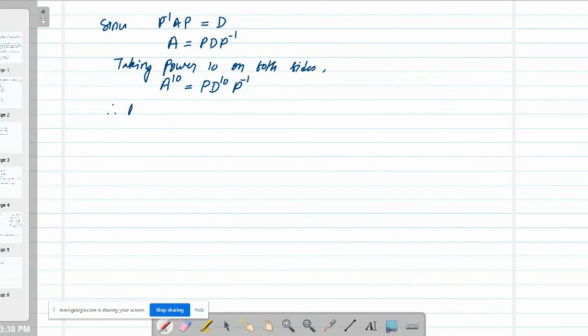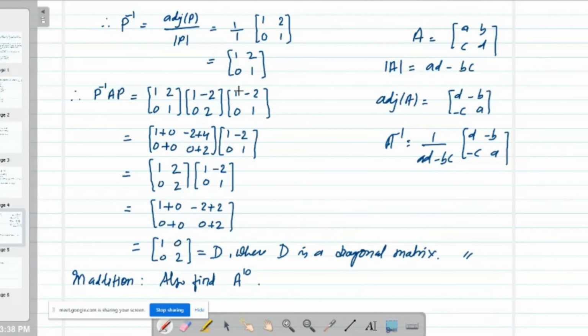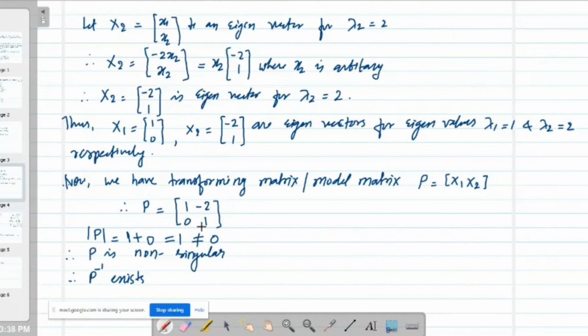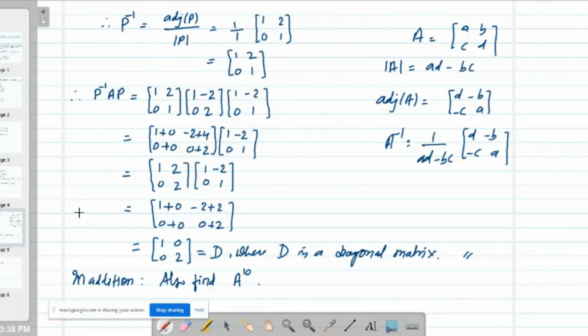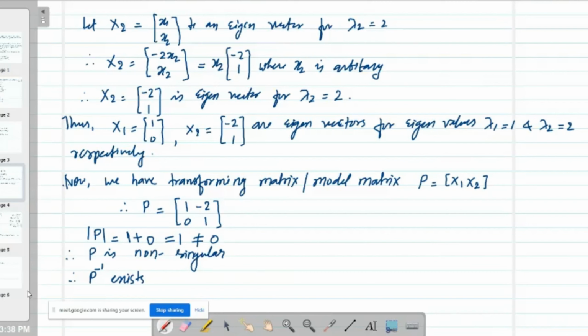Yes, now what? So therefore A raised to 10 equals your matrix P. Just write down the matrix P. How much did you obtain for matrix P? 1 minus 1 0 1? No, it is -2, right? Yes, just say that, what came? 1 minus 2 0 1. Say it. And what else was there? 1, maybe. Minus 2, 0, 1.